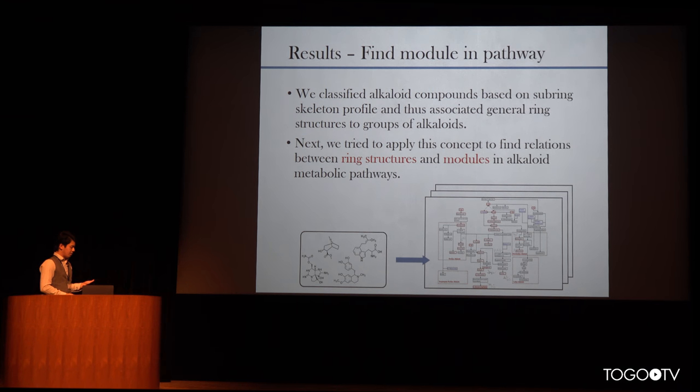And we classified alkaloids based on subring skeleton profile and thus associated general ring structure to groups of alkaloids. Next, we tried to apply this concept to find the relation between ring structure and modules in alkaloid metabolic pathways. Initially, we mapped compounds onto 32 pathway maps and summarized the relation between the classification result and pathway map. All but clusters 13, 22, 24, 25 and 27 correspond to a single pathway map. Thus, clusters expressed by the subring skeleton profile are highly related with alkaloid biosynthetic pathways.